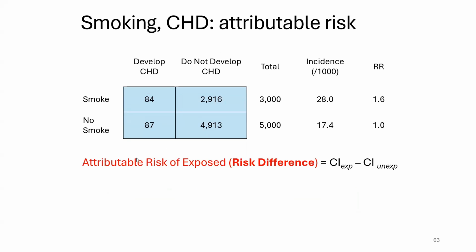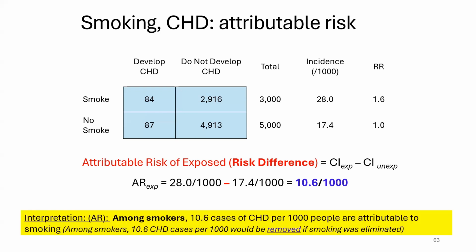So if we wanted to calculate attributable risk, we take the incidence in the exposed and subtract incidence in the unexposed. So instead of taking a ratio, you're subtracting them. So what you end up with is the incidence in the exposed minus the incidence in the unexposed to get 10.6 per 1,000. And how you might interpret this is that among smokers, there are 10.6 cases of coronary heart disease per 1,000 people that is attributable to smoking. Or you could say that among smokers, 10.6 coronary heart disease cases per 1,000 would be removed if smoking was eliminated.